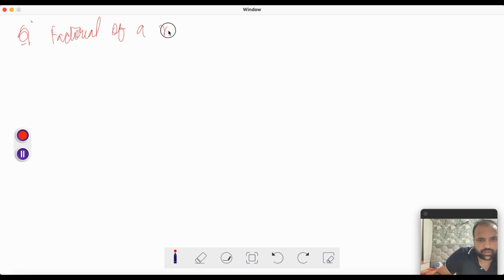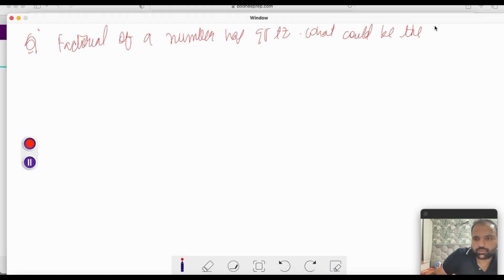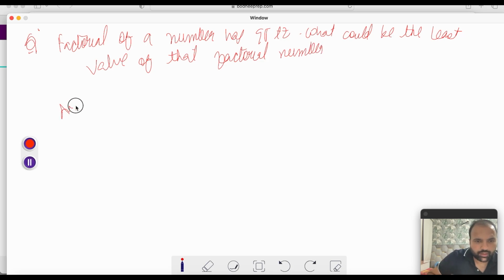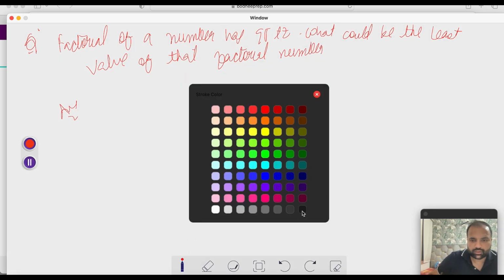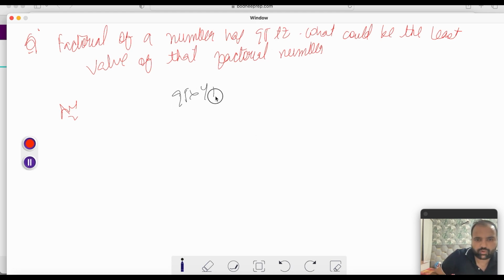Factorial of a number has 95 trailing zeros. What could be the least value of that factorial number? Okay, again, what are we supposed to do? The moment we see it's 95, we are going to multiply it by 4, so 380. Now we need to find how many zeros we have in 380.